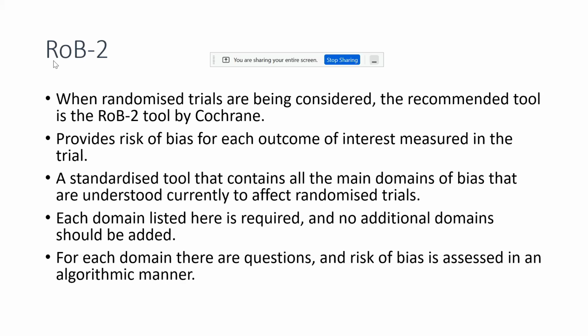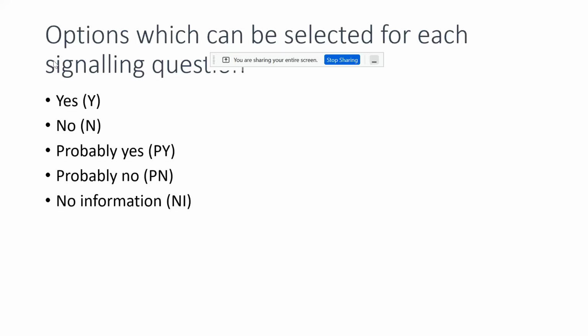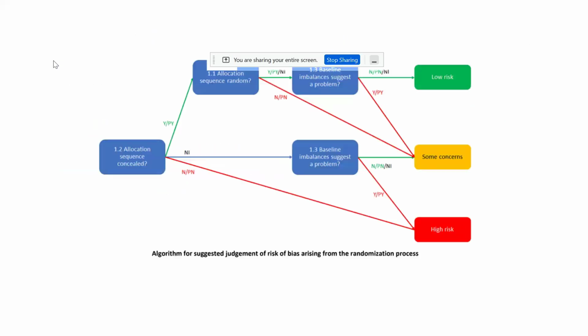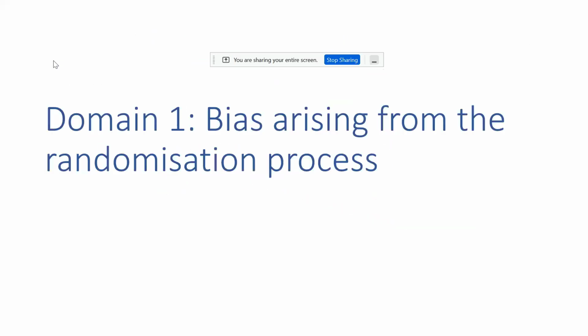Now we will go into more detail, but in each domain there are a number of questions, and you are supposed to answer those questions in a yes or no fashion and move algorithmically, and ultimately you will get the risk of bias assessment in that particular domain. I'll just show you. It's something like this. We'll go through it in more detail.